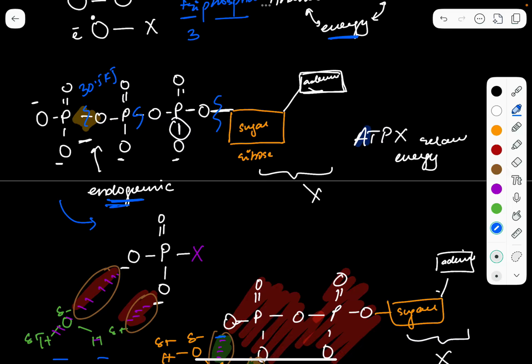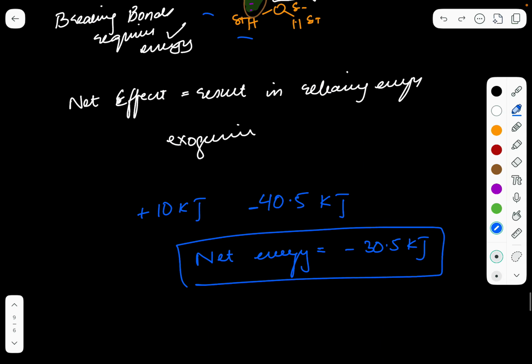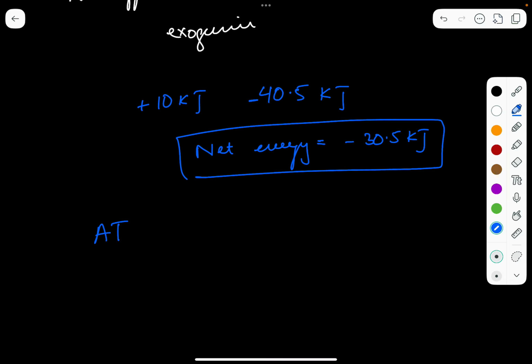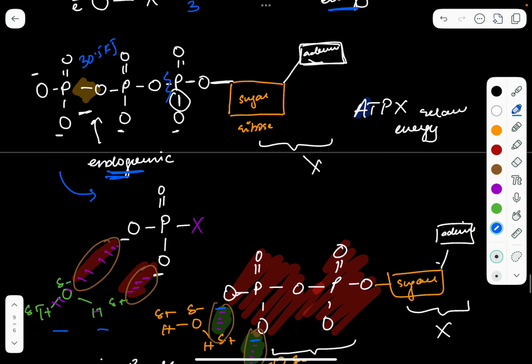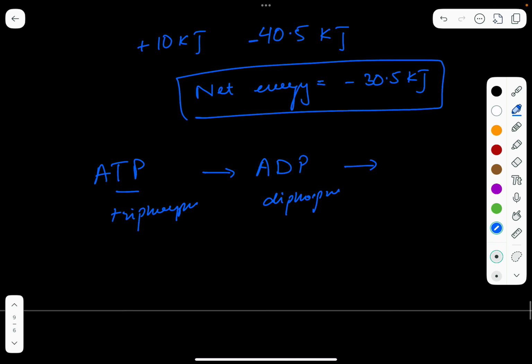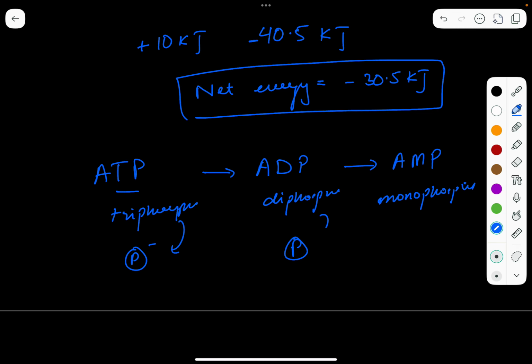When you break this bond, it's slightly higher, and every time you remove a phosphate from ATP, so ATP, triphosphate, then you break another bond, and you make ADP, which is adenosine diphosphate, and then you break another bond, so you break this bond as well, right? This bond as well, and now you get AMP, which is adenosine monophosphate. It's just removing a phosphate group every time.